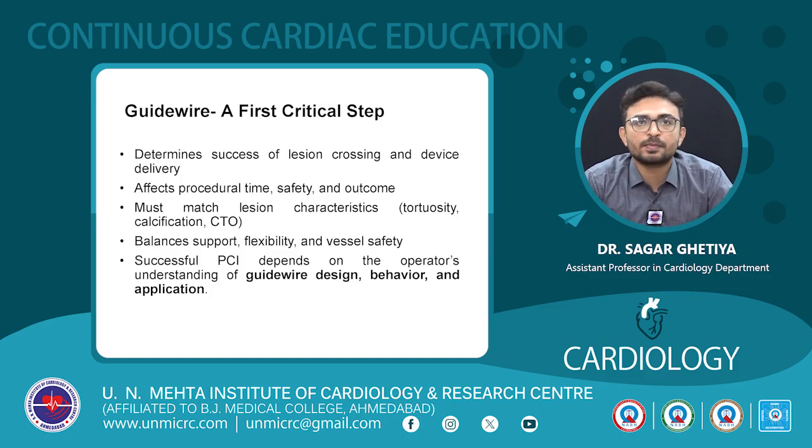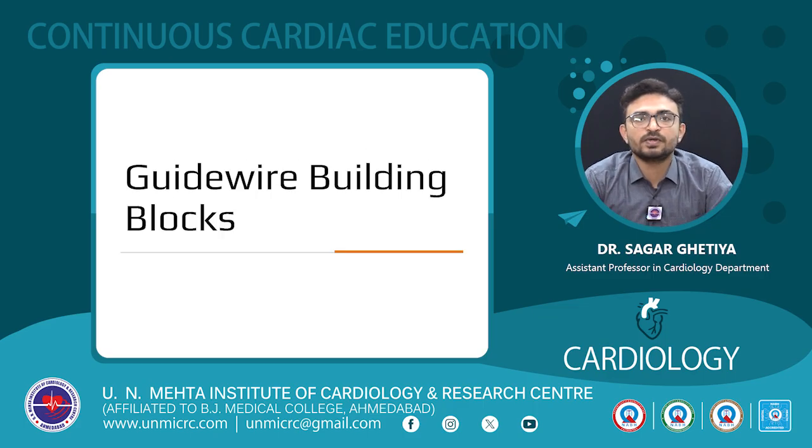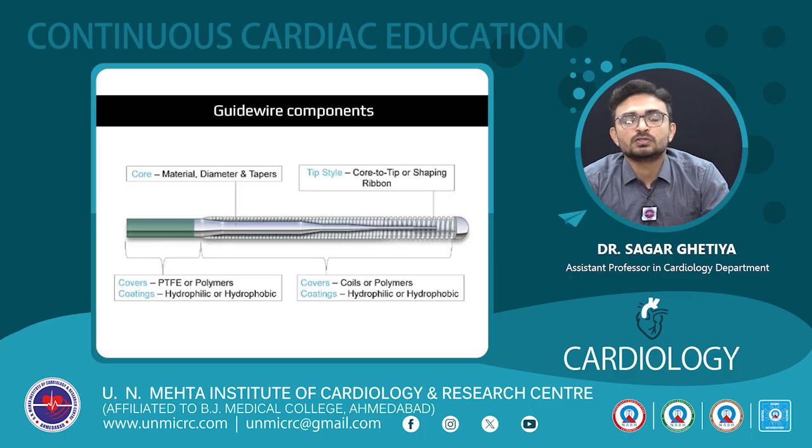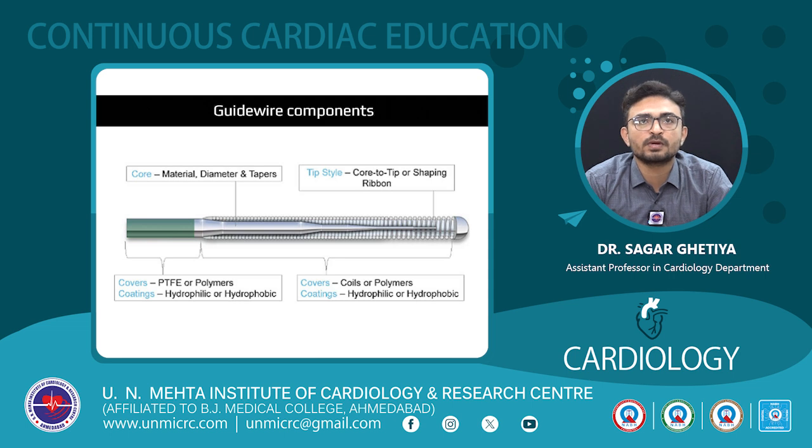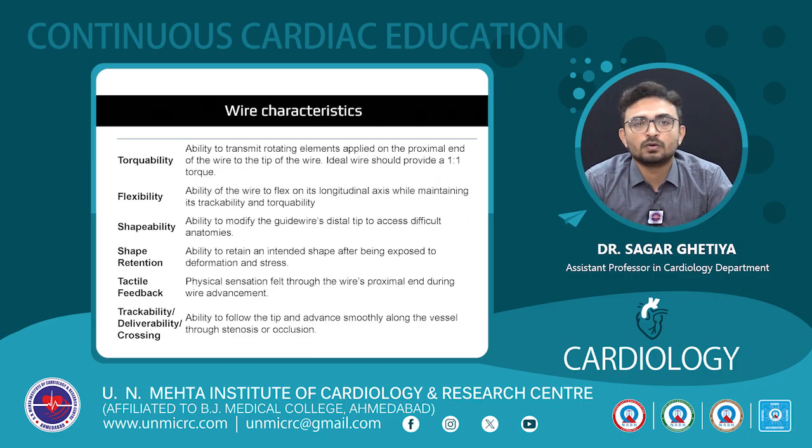Selection of guide wire depends on the type of lesions and its characteristics, and it also depends on the operator's understanding of guide wire design and behavior. So first we will review what are the building blocks of a guide wire. There are four main components of a guide wire. First is the core, second is the body, third is coating, and fourth is the tip. We require different kinds of wire characteristics to deal with different kinds of lesions. So first we will discuss what are those characteristics.